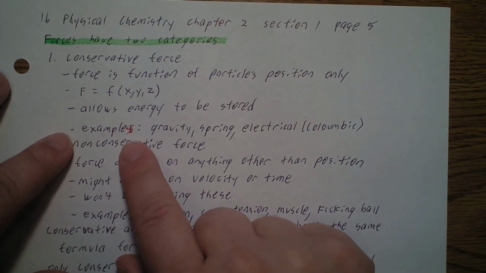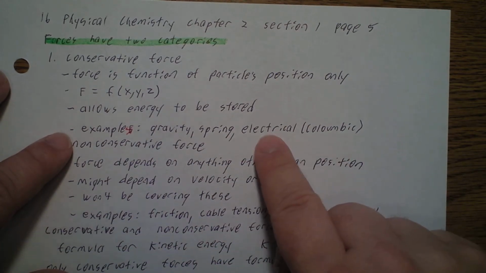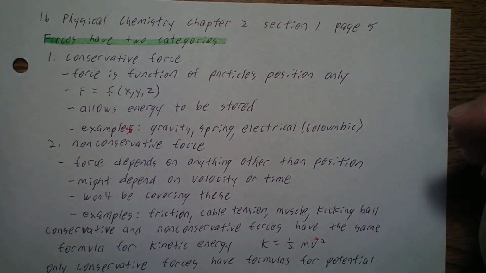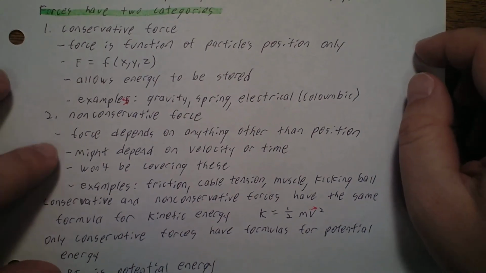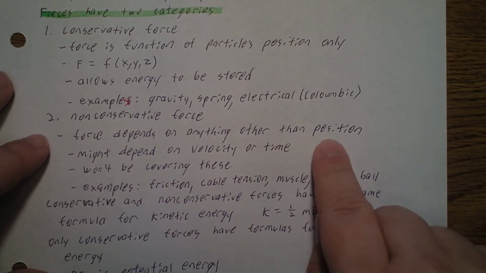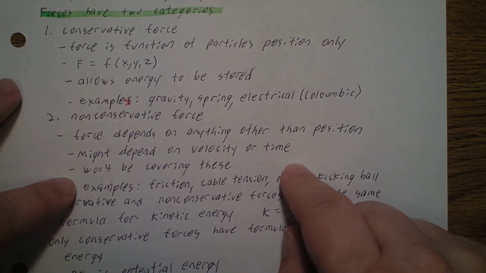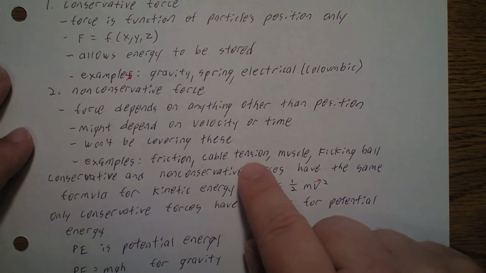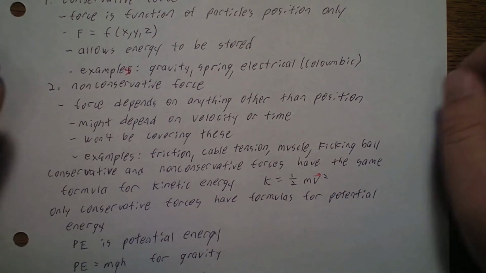Now, examples of conservative forces are gravity, spring, or the electrical force, which is the Coulombic force. This is when charged particles get near each other, they attract or repel. Now, on the other hand, a force can be non-conservative. If a force is non-conservative, that just means that it depends on anything other than position. For example, it could depend on velocity or time. Now, we're not really going to be talking much about these, but examples would be friction, the tension on a cable, what's happening in your muscles, or when you're kicking a ball, etc.